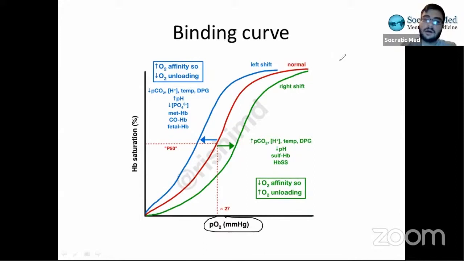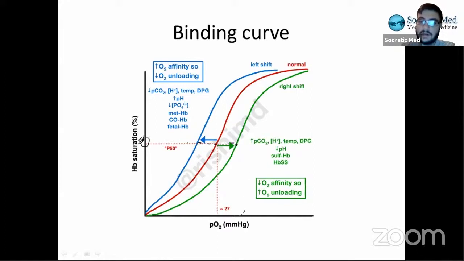Now, moving on from that, I want to mention this green line and this blue line, called the right shift and left shift. The reason it's called the right shift is that if you took this red line and moved it to the right, you would have the green line. Left shift, you took the red line, the normal, and moved it to the left, and you have the blue line. That's why it's called right shift, left shift. The right shift would have a higher P50 value, right? That's the main thing. So if the P50 is on this line, this is 50% saturation.